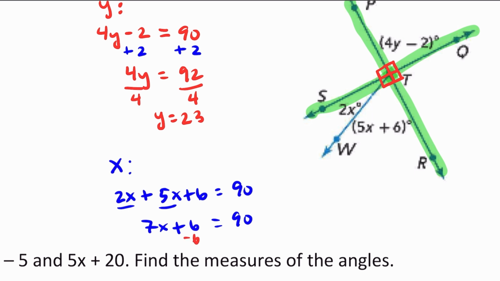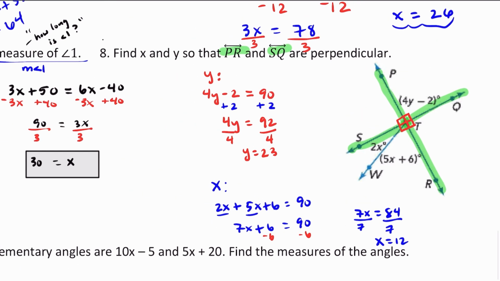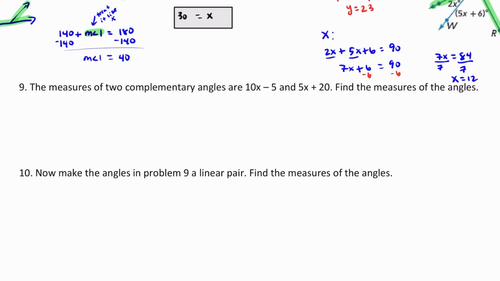Then I'm going to subtract both sides by 6. So 7x equals 90 minus 6, which is 84. Then I'm going to divide both sides by 7. X is equal to 12. And there you have it. We have x equals 12, y equals 23. That's all I need to figure out here, because it's saying to find x and y.